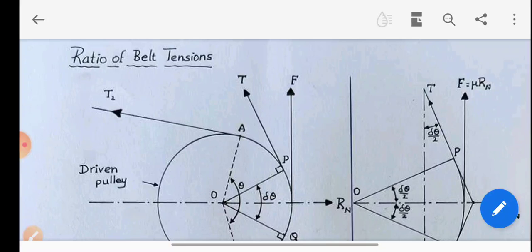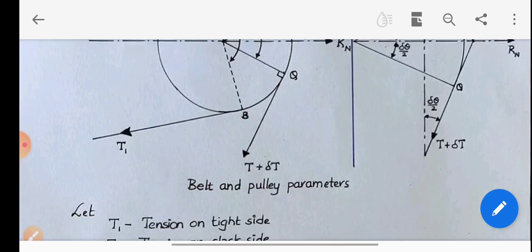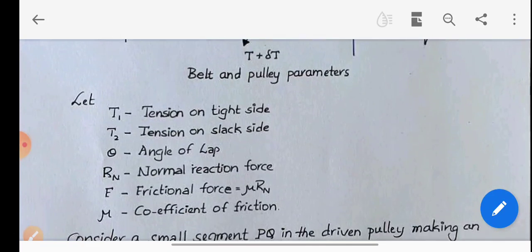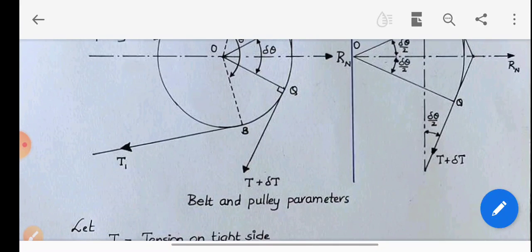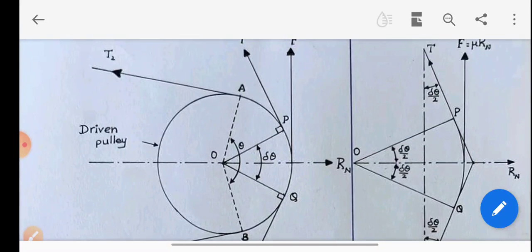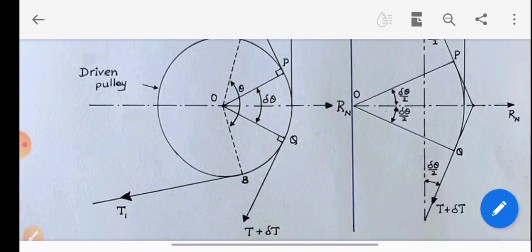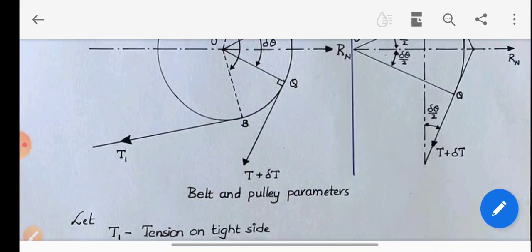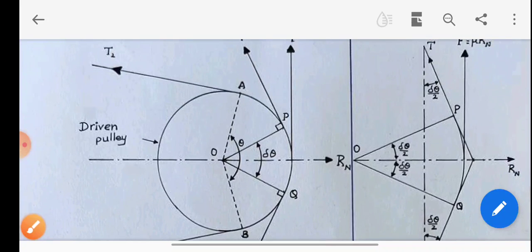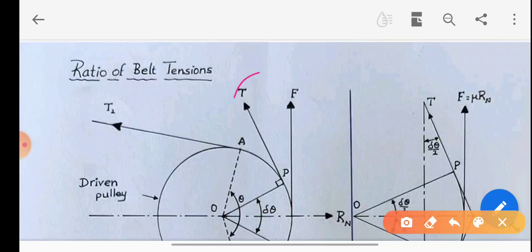So I will take T as tension on one side, and I will take T plus delta T as tension on the other side. T plus delta T, because here the tension is more compared to the other side. So this is the tight side and this one is the slack side. Tension is more in this portion, that is I have taken it as T plus delta T, whereas on the other side the tension is only T.